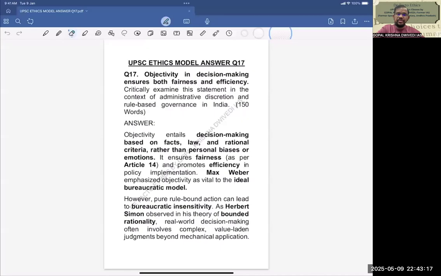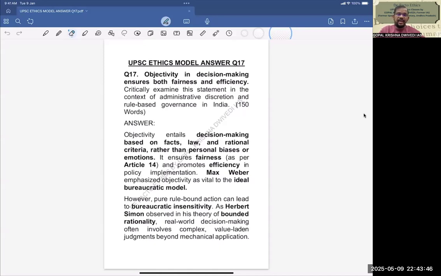See, the question which was given yesterday was: objectivity in decision making ensures both fairness and efficiency. Now, critically examine this statement in the context of administrative discretion and rule based governance in India. So, this needs to be answered in 150 words. Let us start the model answer and we'll discuss it.